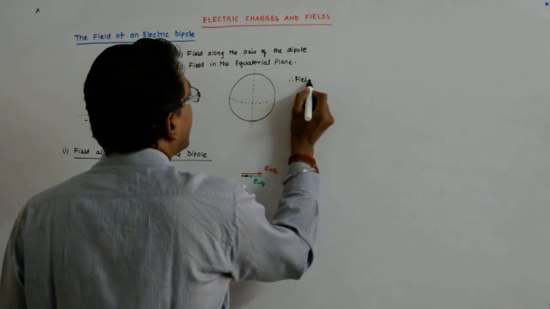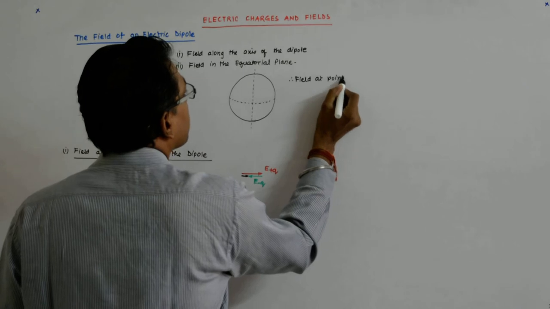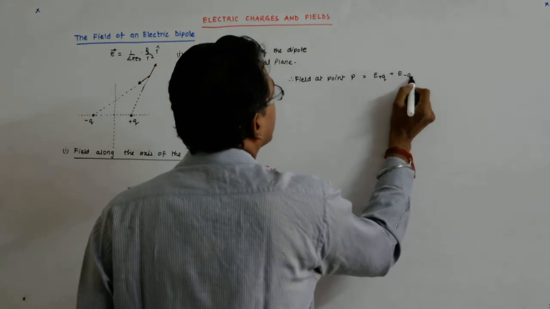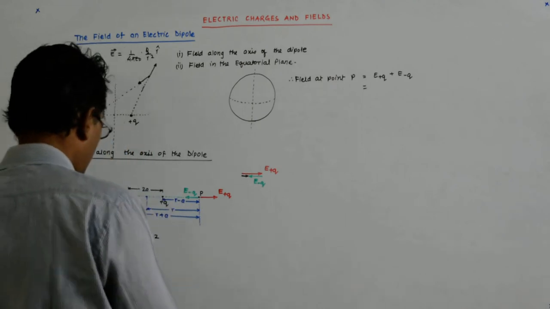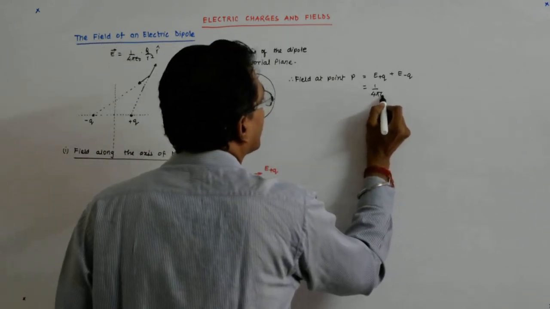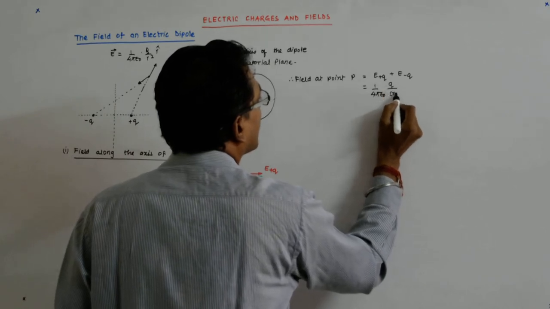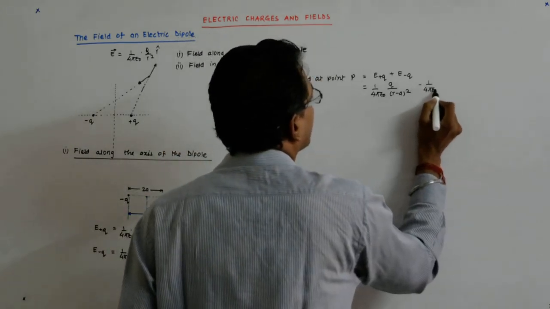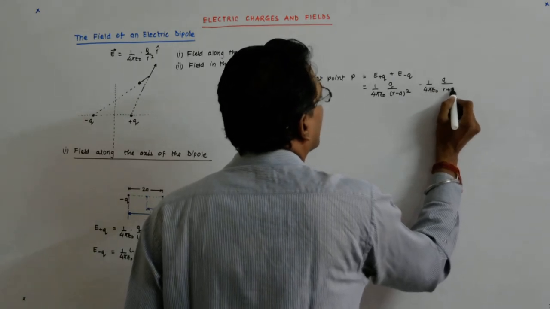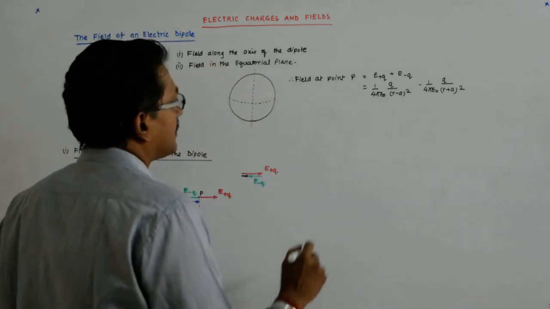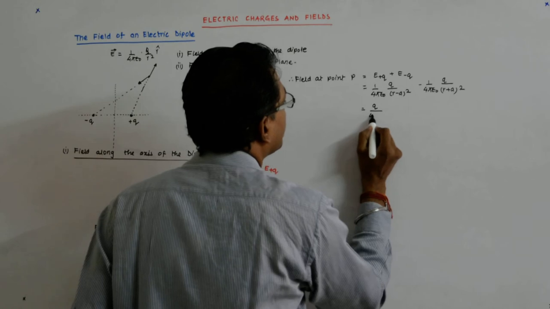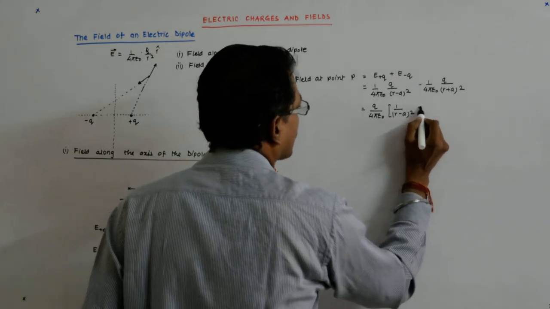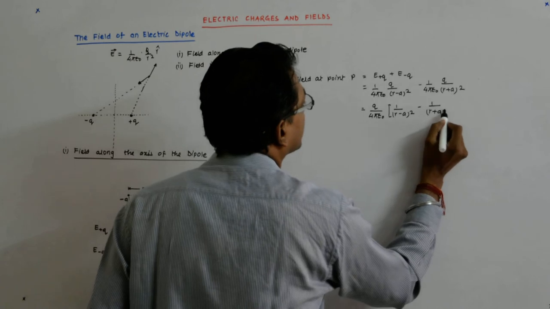Therefore, field at point P is equal to E plus Q plus E minus Q, which is equal to 1 upon 4 pi epsilon naught Q upon R minus A whole square. This is a negative, so minus 1 upon 4 pi epsilon naught Q upon R plus A whole square. Now this gives me Q upon 4 pi epsilon naught into 1 upon R minus A whole square minus 1 upon R plus A whole square.